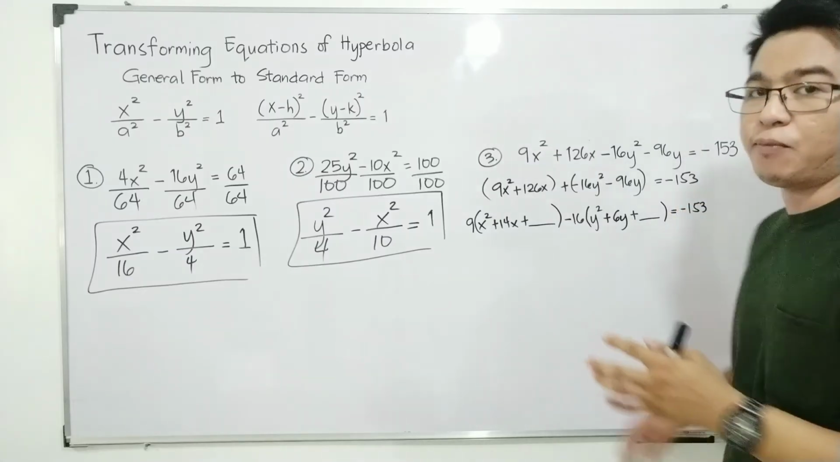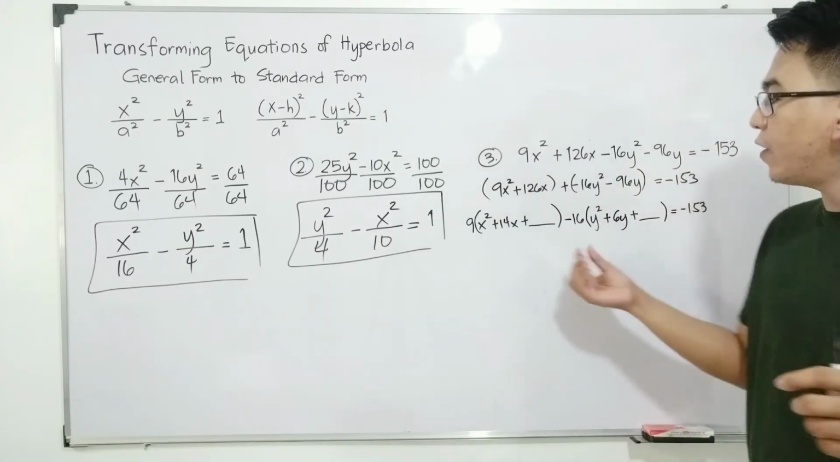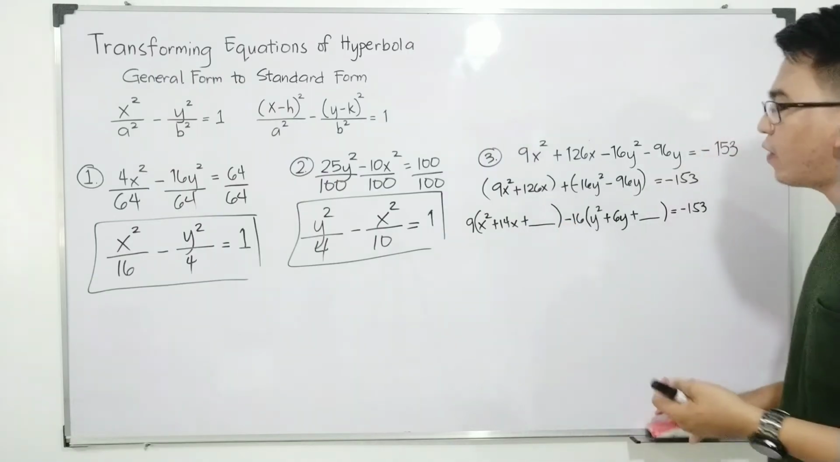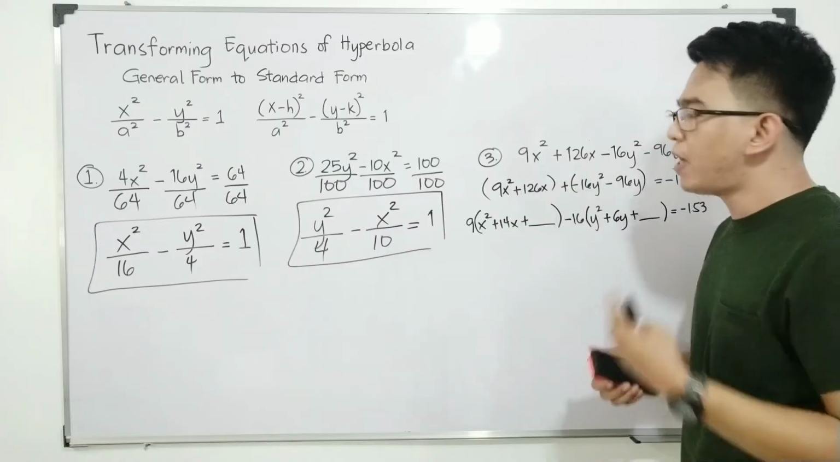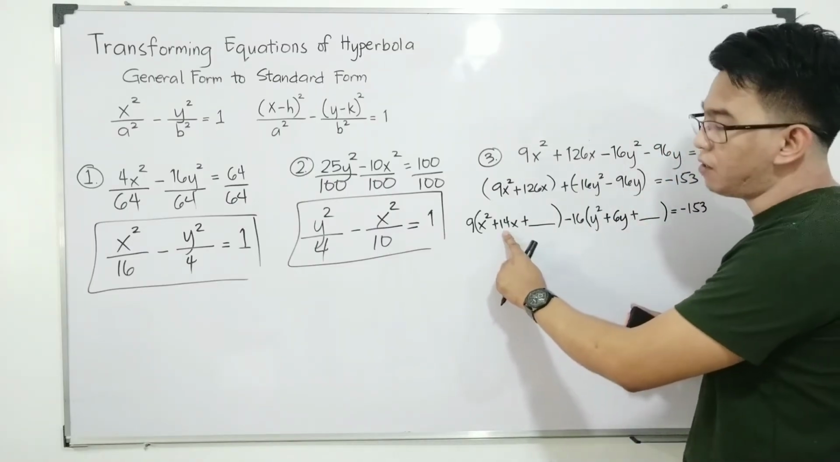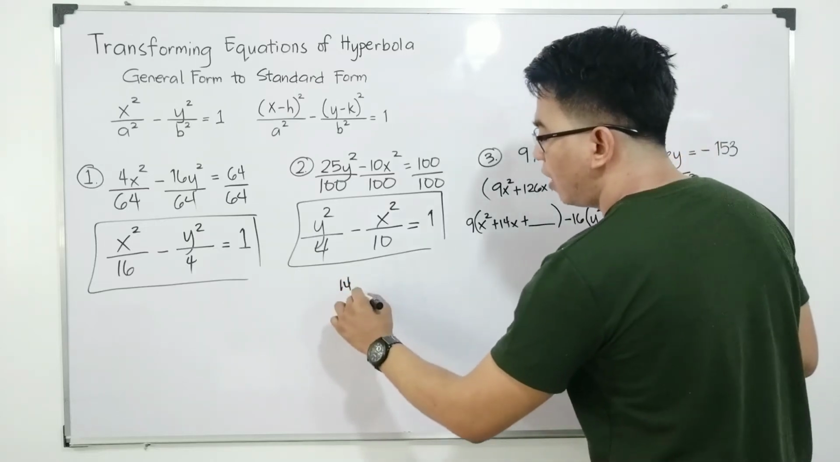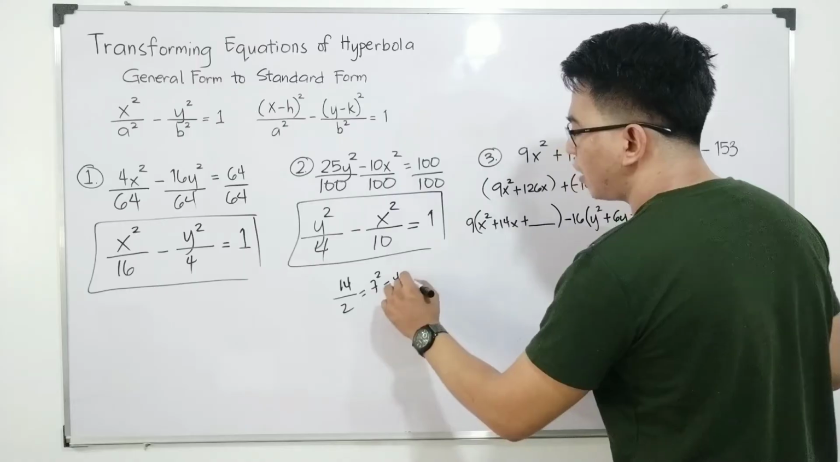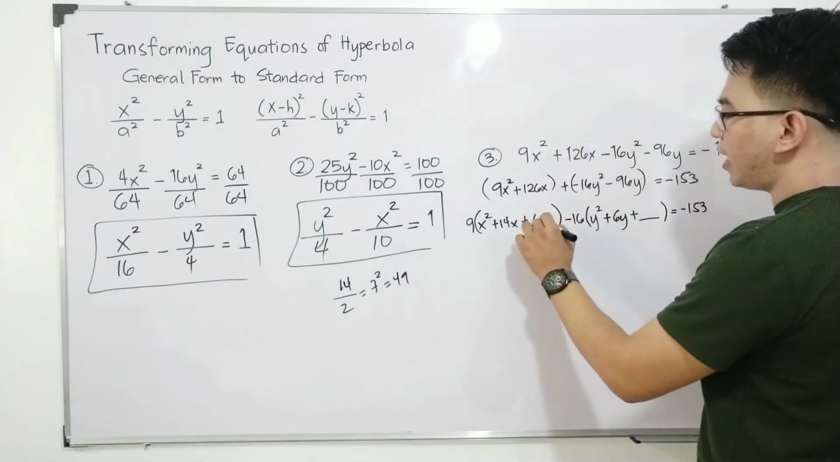Pero di pa tayo tapos guys. Kasi di ba sabi ko nga sa inyo, we need to create a perfect square trinomial here. So sir, paano pa ginagawa yun? Marami na tayong ginawa, pero let me remind you how to do this. Get the coefficient of your linear term, which is 14, and then divided by 2, that is 7, and then square. The answer is 49. So 49 yung magiging sagot natin dito.